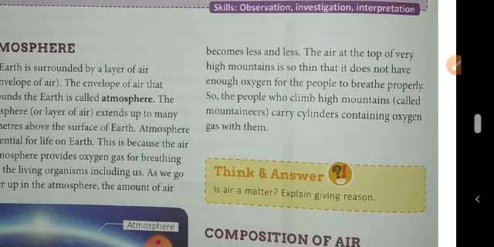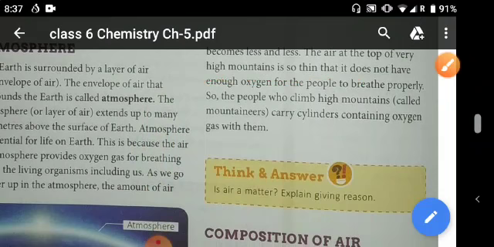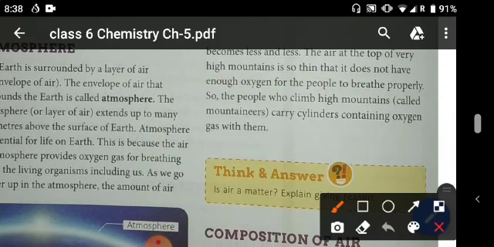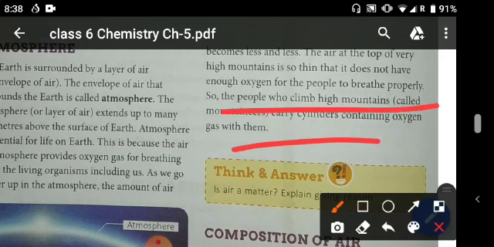The air at the top of very high mountains is so thin. At the top of mountains, air is in very small quantity, so we cannot find enough oxygen there to breathe. So there we will find a problem for breathing. That's why climbers who climb high mountains use oxygen cylinders. For which purpose? For breathing.